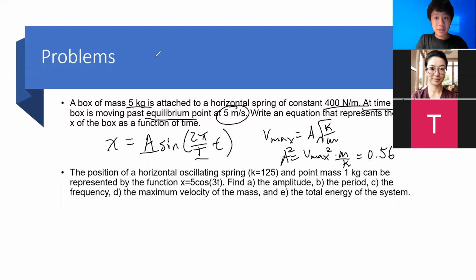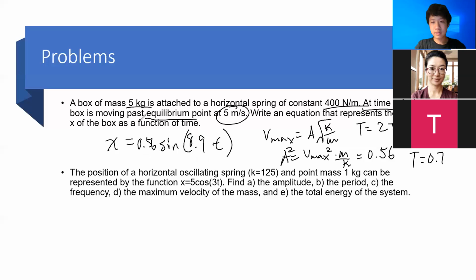So what is the period? Well, the period is 2 pi square root of m over k. We already have m, we already have k. So 5 over 400, take the square root, times 2 times pi, is 0.7. So all we do is plug A in here. A is going to be 0.56. Then 2 pi over T, so 2 pi over 0.7, is 8.9. That's it. We have our function.